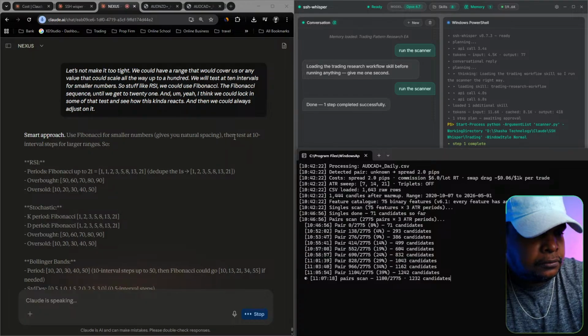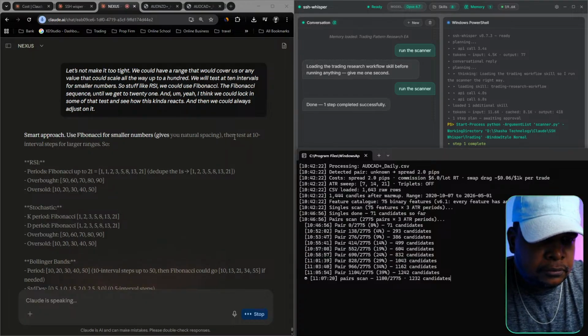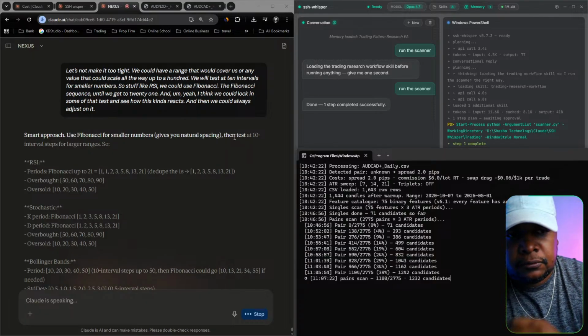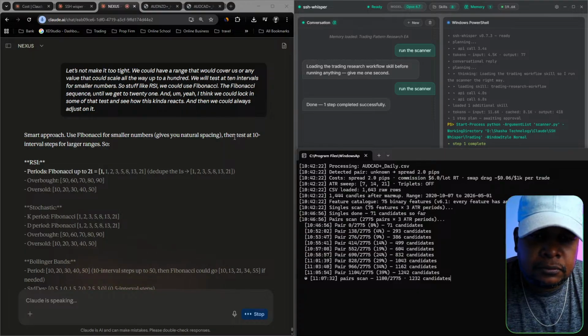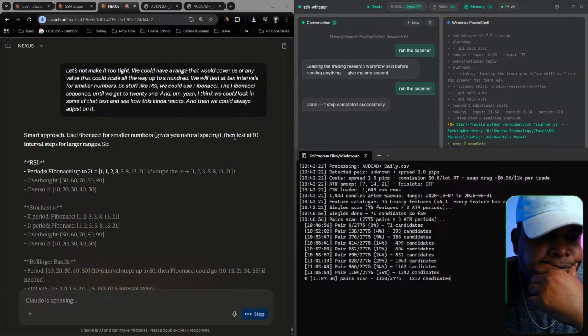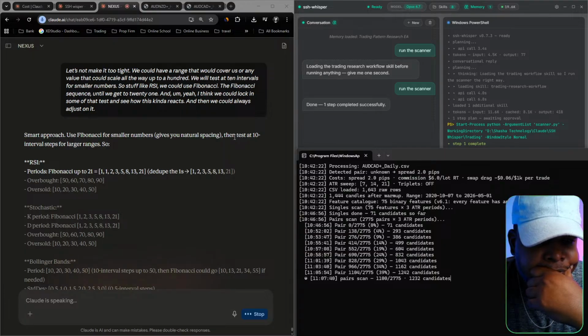Smart approach. Use Fibonacci for smaller numbers, gives you natural spacing. Then test at 10 interval steps for larger ranges. So RSI periods, Fibonacci up to 21 equals 1, 1, 2, 3, 5, 8, 13, 21. Dedupe the ones: 1, 2, 3, 5, 8, 13, 21. Overbought: 50, 60, 70, 80, 90. Oversold: 10, 20, 30, 40, 50.